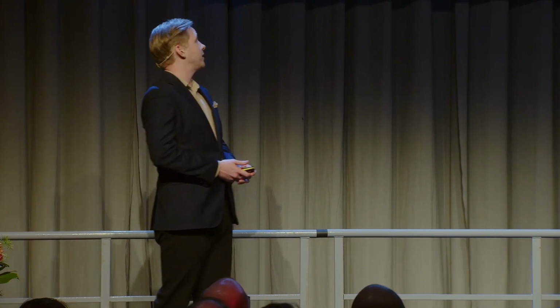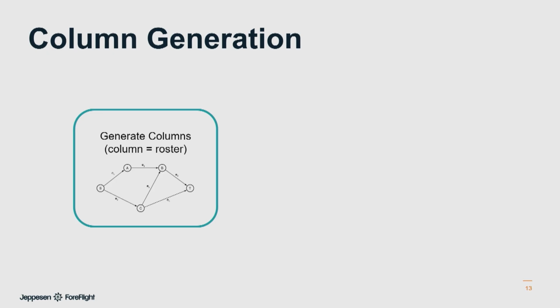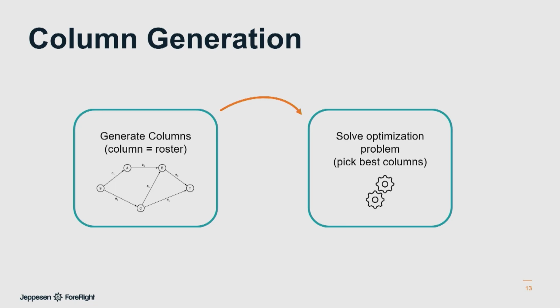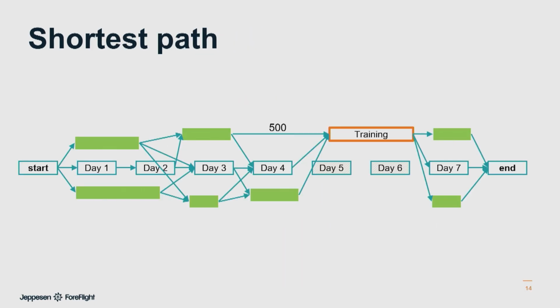And shortly, what column generation is, is that we are generating columns, which are then representations of rosters. We feed these into the optimizer, where we solve the problem, we learn from the problem, and as it's an iterative method, we can generate more columns that we now know improve the overall solution. And this is done several times until we find a good enough solution.